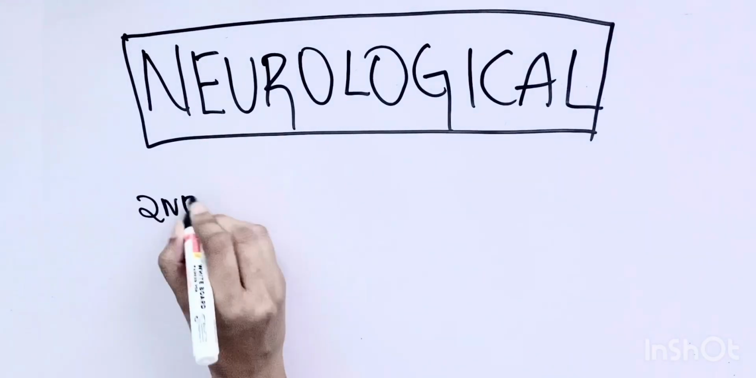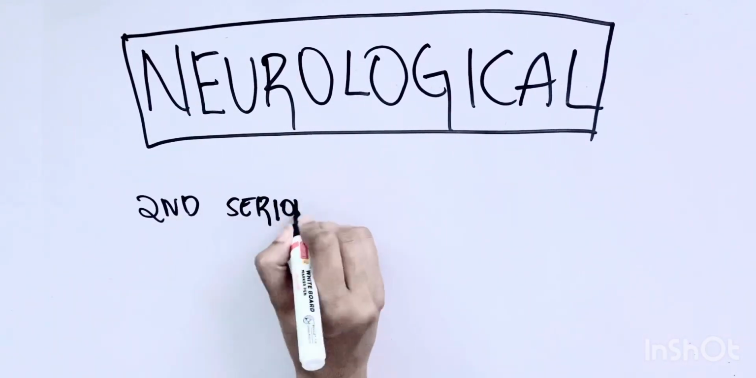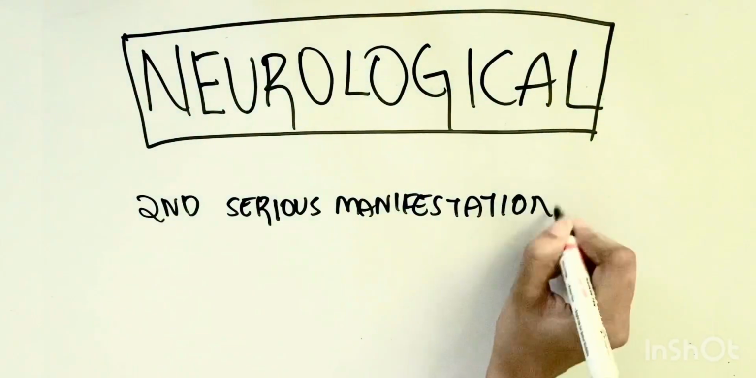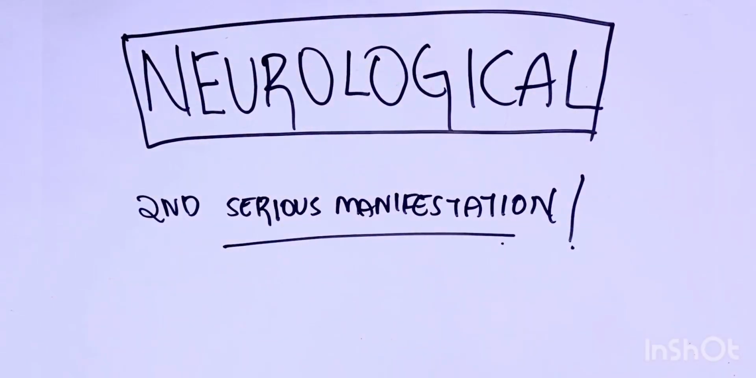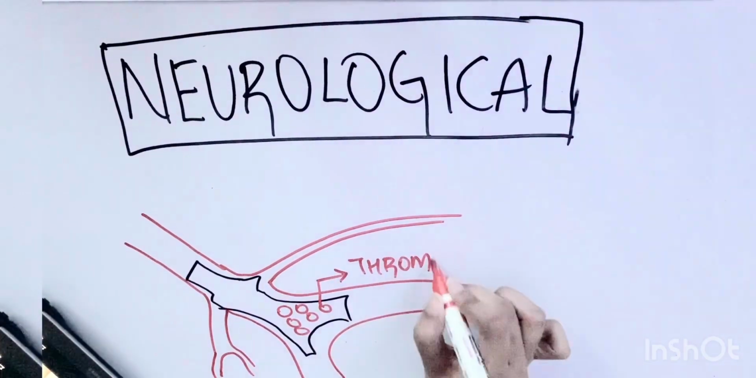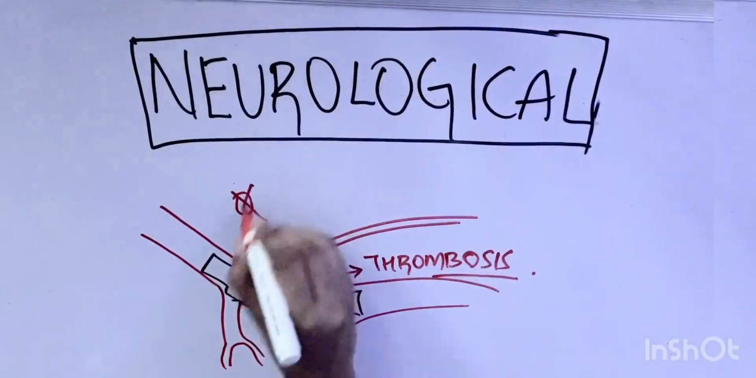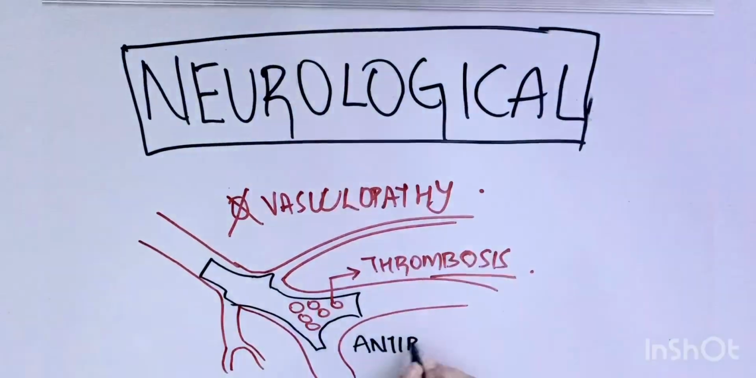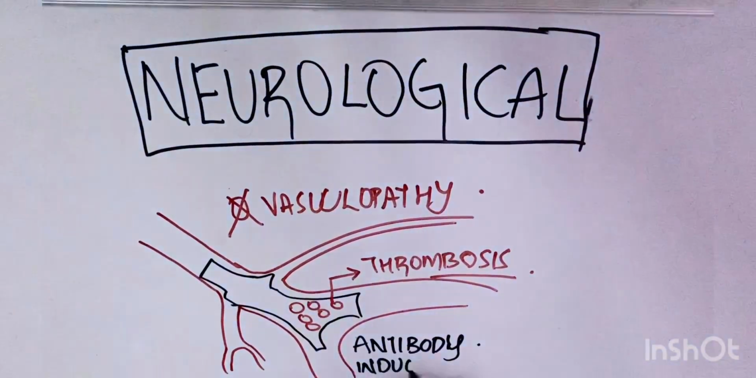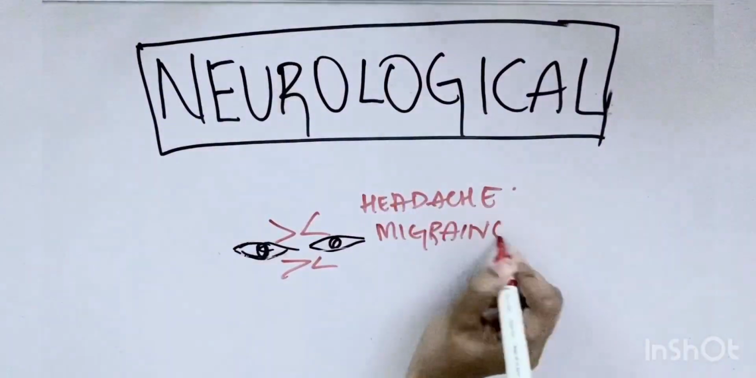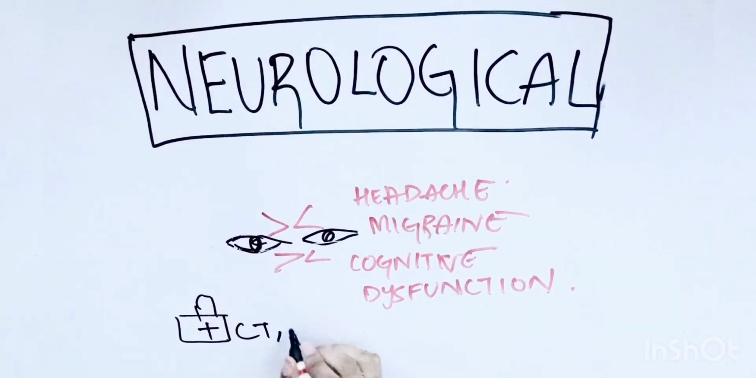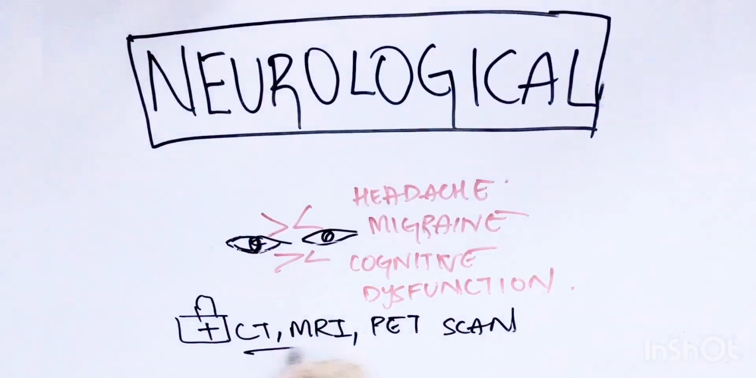Neuropsychiatric lupus. It is the second serious manifestation of SLE, being associated with significant morbidity and mortality. Though its pathogenesis is not clear, it is associated with thrombosis, vasculopathy and antibody-induced cell damage, which play a very important role. The patient may also suffer with headache, which includes migraine, and subtle cognitive dysfunction, which are common.